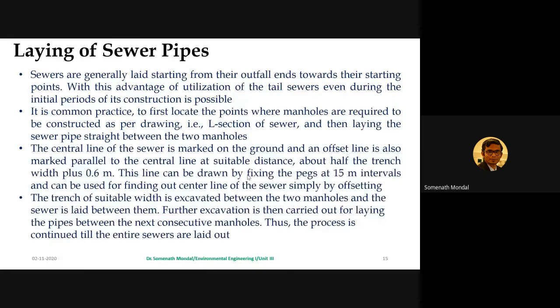Now, once you construct, or once you point out, two different positions of subsequent manholes, then accordingly you can lay the sewer in the intermediate area, connecting from one manhole to another manhole, from the lower manhole to the upper manhole. This is the way these sewer pipelines are laid. Fine.